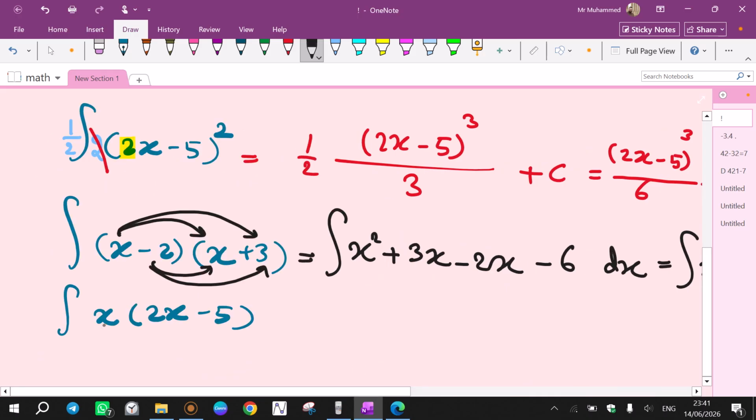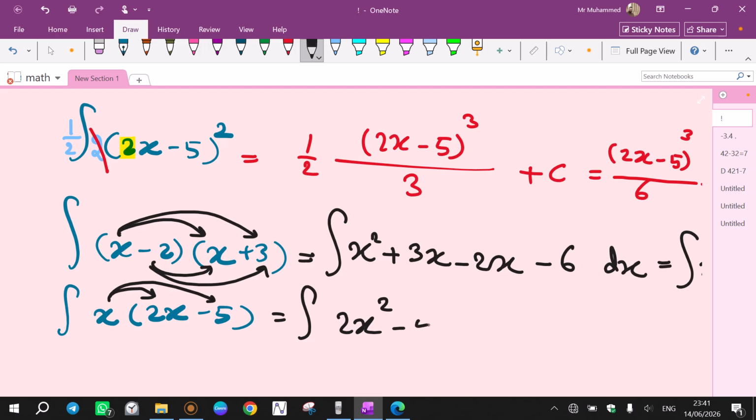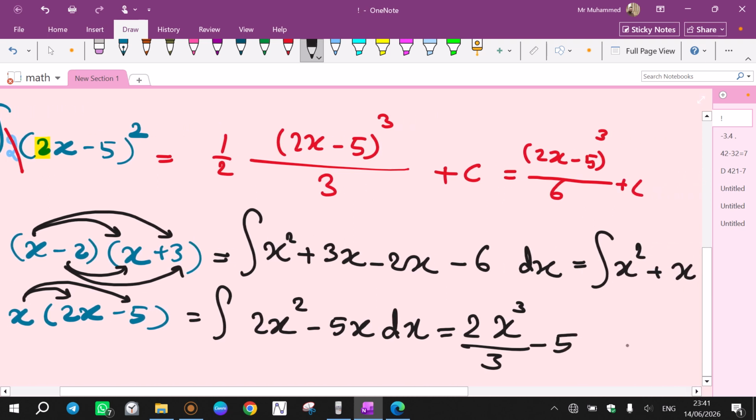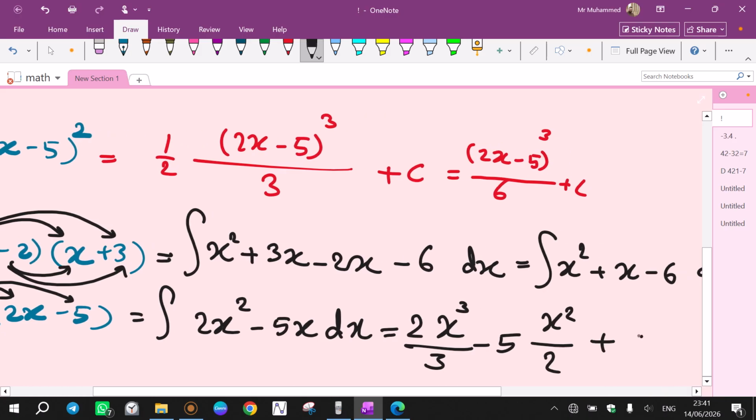Now this integral, derivative of inside is 2. There is one extra x. I don't have the derivative of inside available. Then I multiply this x by inside. Once I do that, I get integral 2x squared minus 5x dx. Now integral of each term separately. 2 stays the same, x power 2 will be x power 3 over 3, minus 5 stays the same, x will be x power 2 over 2, and there's always plus c.